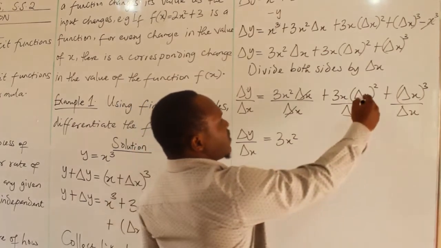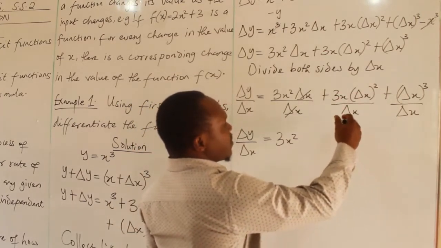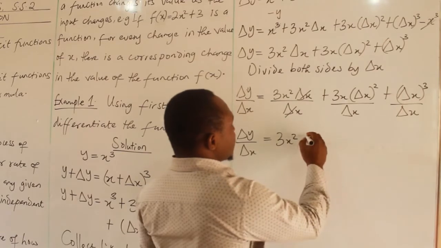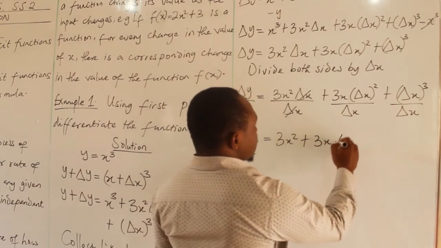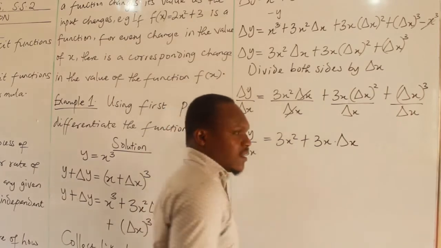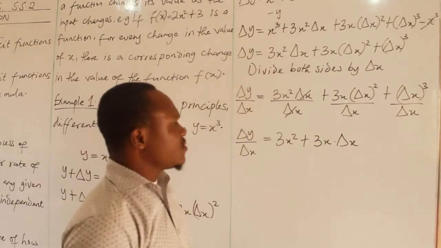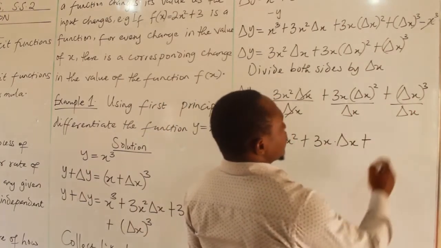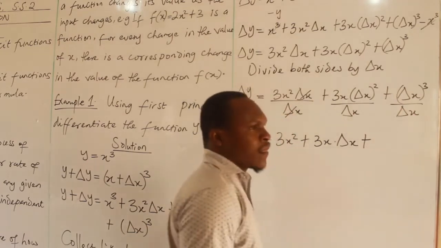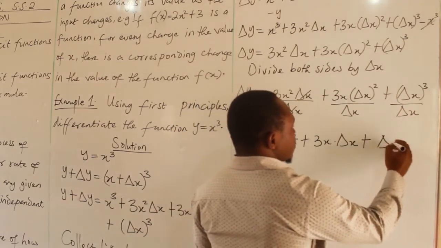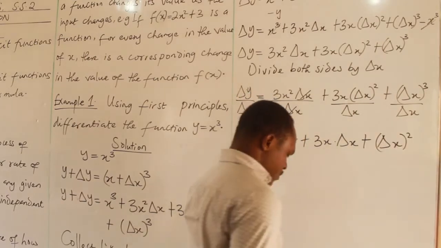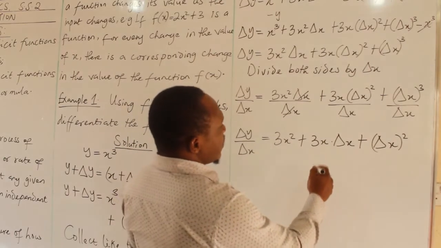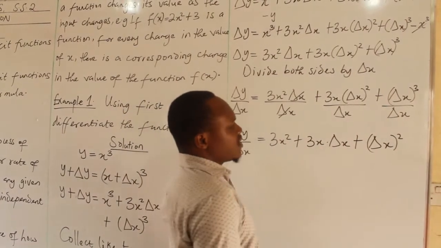Now, we have delta x all squared multiplied by 3x divided by delta x. So if we divide this by this, we're going to be left with 3x dot delta x. Remember, as I said earlier in class, dot in mathematics represents multiplication. Now, moving on to the next one. Plus, we have delta x all cubed divided by delta x, and that leaves us with delta x all squared. Delta y divided by delta x is equal to 3x squared plus 3x dot delta x plus delta x all squared.